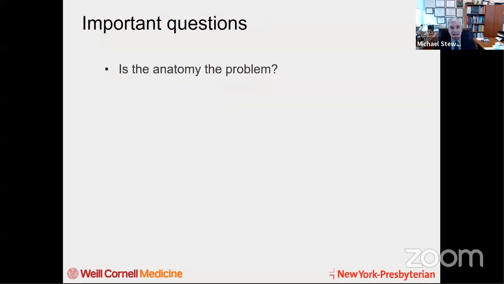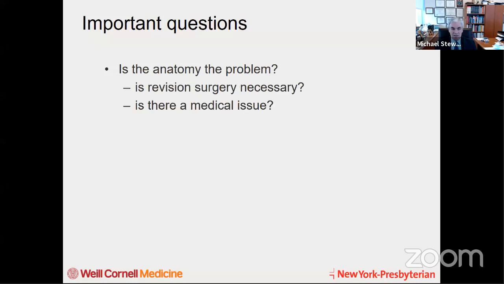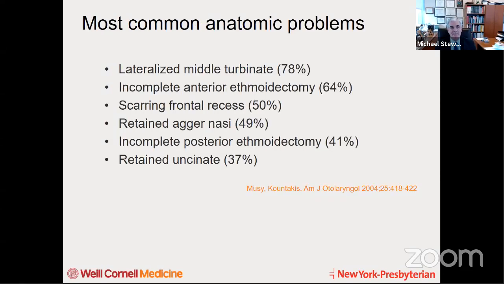An important question to ask is, is the anatomy the problem? Because many times I've seen patients who've actually had adequate surgery. The sinuses are open and ventilated. They have recurrent polyps or they have persistent infection, but in fact, they don't need more surgery necessarily. Sometimes they do, of course, but sometimes the problem is that there's really a medical issue that has been not fully addressed. Another important question is the use of advanced technology like image guidance, and we'll talk about that.